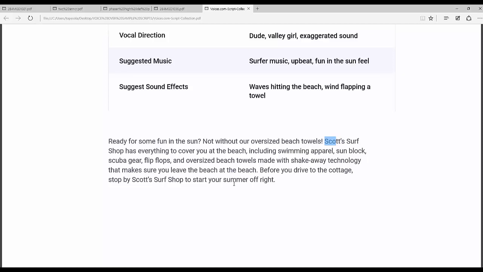So that's where your acting comes in. All right. So where your acting comes in is ready for some fun in the sun. So don't forget, you are smiling all through, and you're asking this co-teenager, let me put it that way, ready for some fun in the sun, not without our oversized beach towels.